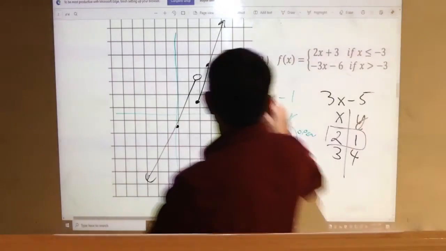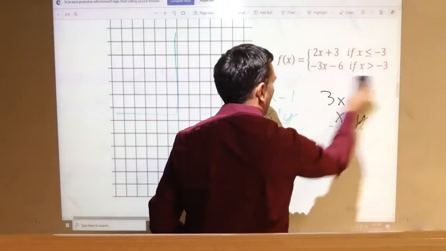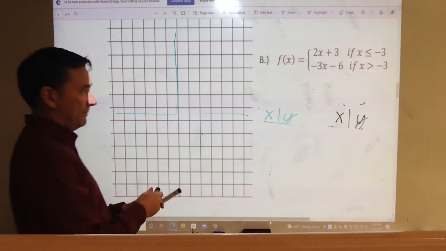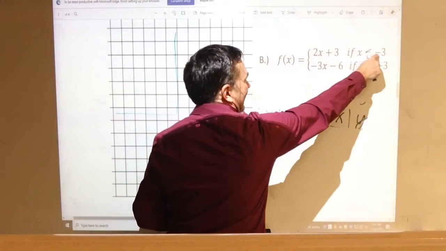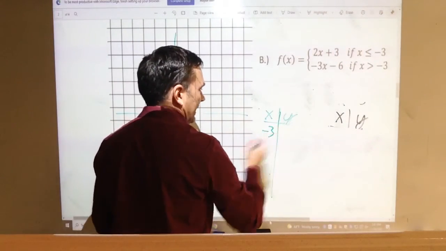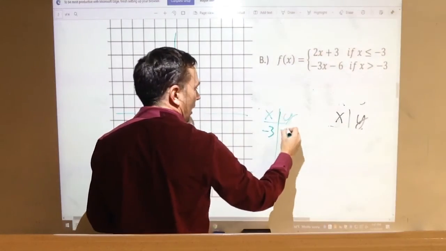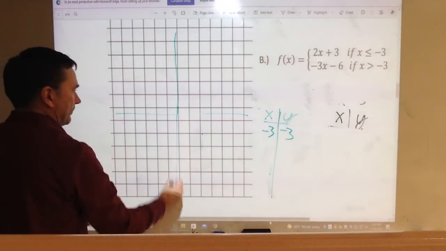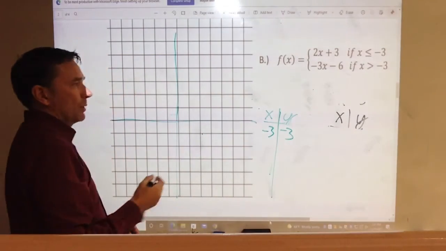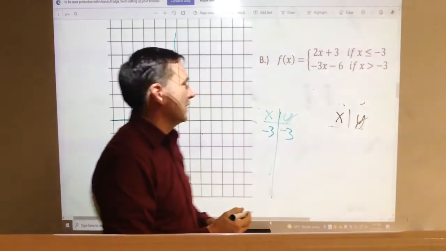Now this one, again we notice there's two pieces to the graph. Because x is less than or equal to negative 3, I have to start at negative 3. When I plug it into this equation, I also get negative 3. Now I want to pick another point that's less than negative 3. So another point less than negative 3 is negative 4.